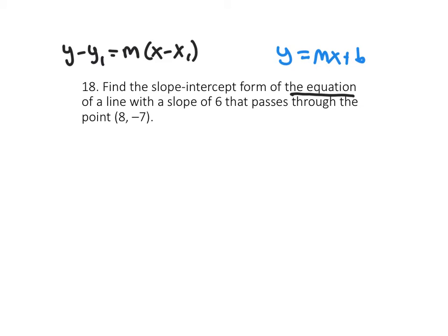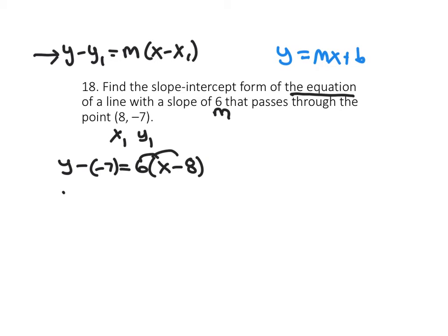First, I notice that 6 is my slope, and using the first format, 8 is x1 and -7 is y1. So I'm going to substitute into this form: y minus y1, that's -7, equals m, which is 6, times x minus x1, which was 8. Now I just have to solve for y.